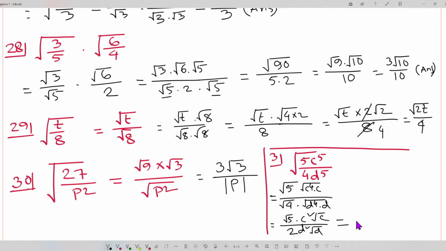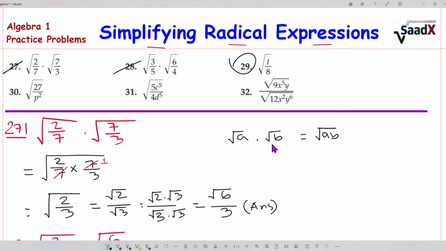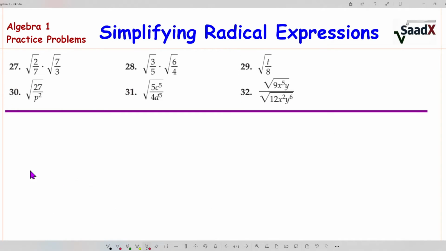Now we can write c square root 5c and here 2d square root d. This is our answer. So we already solved 30 and 31, and 32 is our last question. Number 32. So here 27, 28, 29, 30, 31 done.